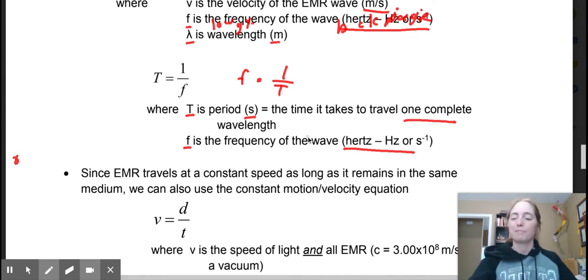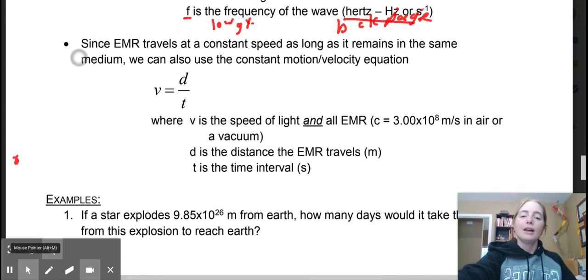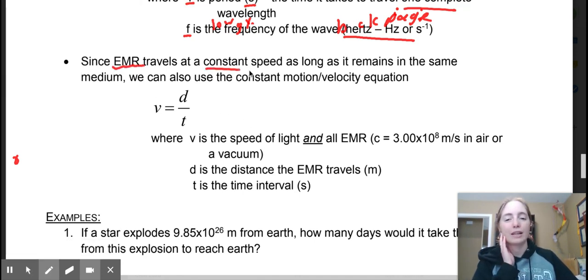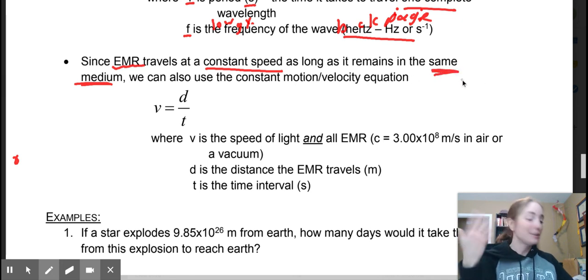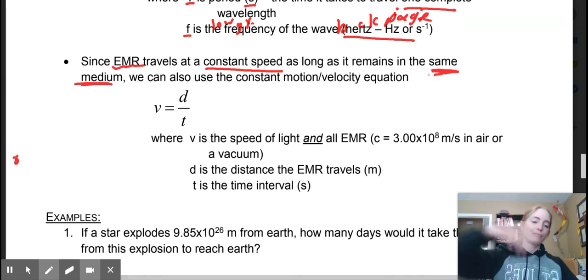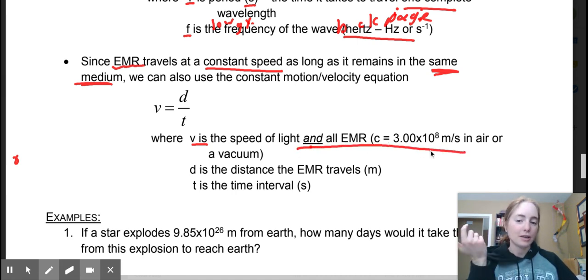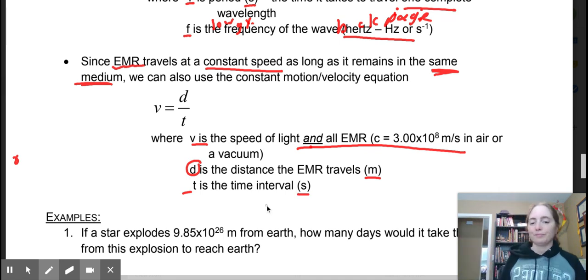Okay. And our next equation, ladies and gentlemen, is EMR is going to travel at a constant speed. Key piece, constant speed, so long as it's in the same medium. If it's in a different medium, it's going to change speed, and that is where we're going to get the bending of light. Okay. Now, V, once again, speed of light. Okay. All EMR is this speed. Okay. D is your distance that it's going to travel in meters. Time, how long it takes in seconds. Use that equation lots.